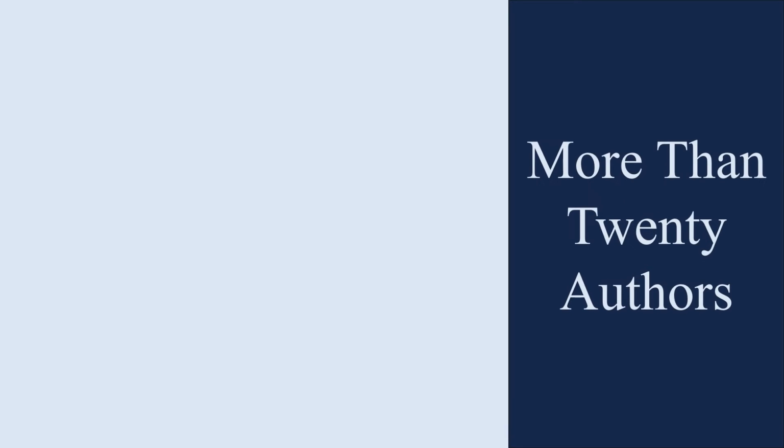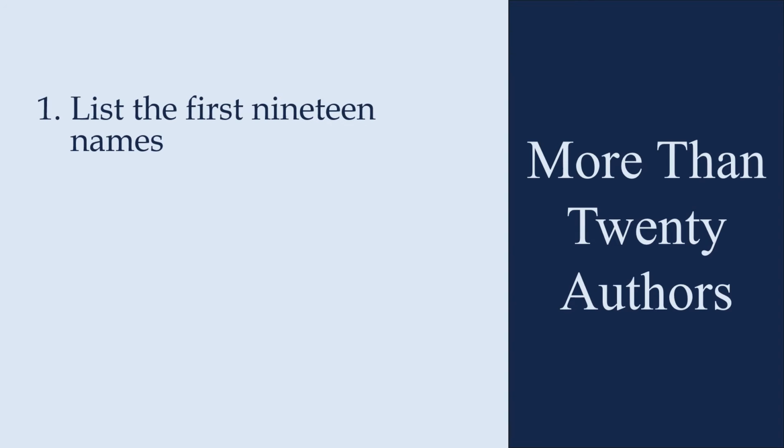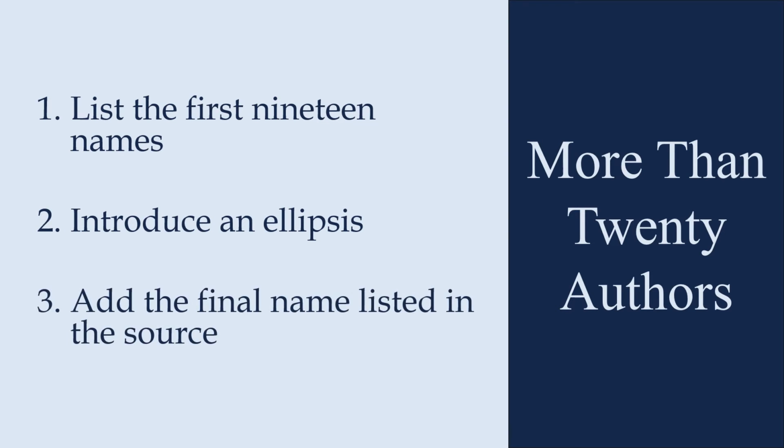In some rare cases, there may be more than 20 names credited with authorship. We're still going to list 20 names, however, the format will be slightly different. First, we're going to list the first 19 names in conformance with the way we just described. Then, after the 19th name, we're going to introduce an ellipsis. This will be followed by the final name that is given authorship.